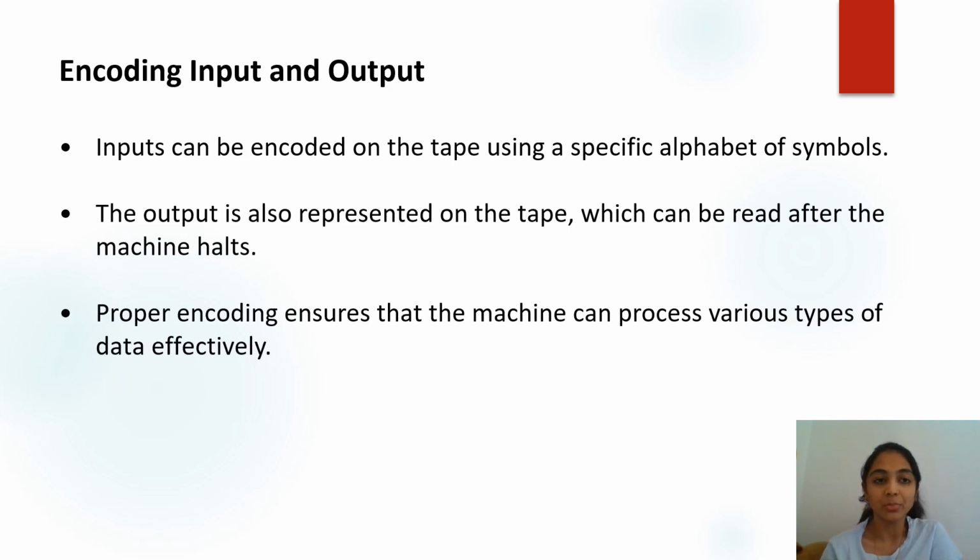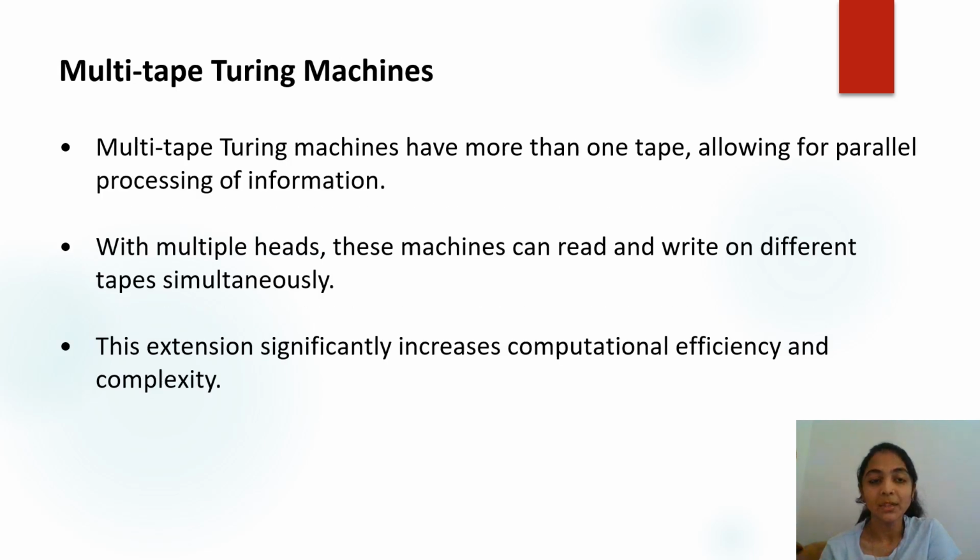Encoding input and output. Inputs can be encoded on the tape using a specific alphabet of symbols. The output is also represented on the tape, which can be read after the machine halts. Proper encoding ensures that the machine can process various types of data effectively.